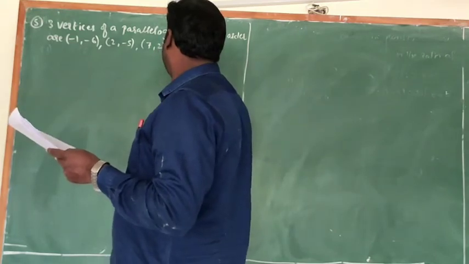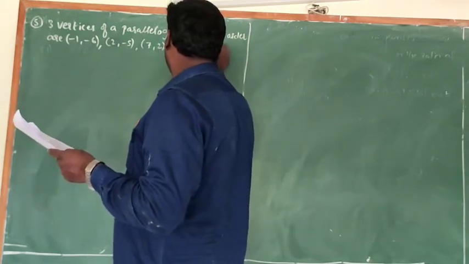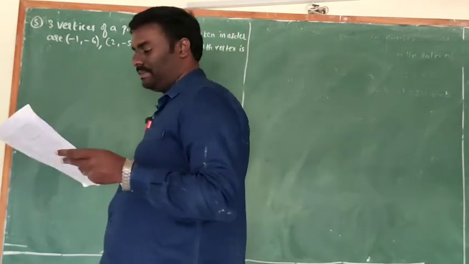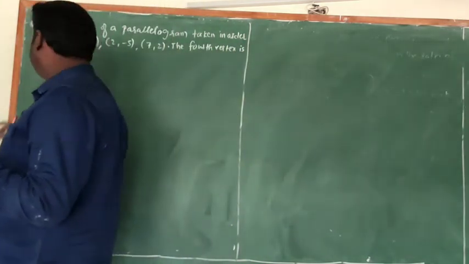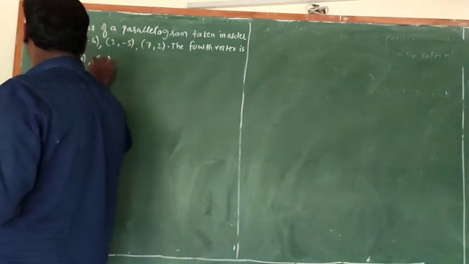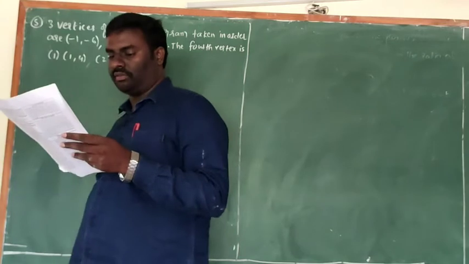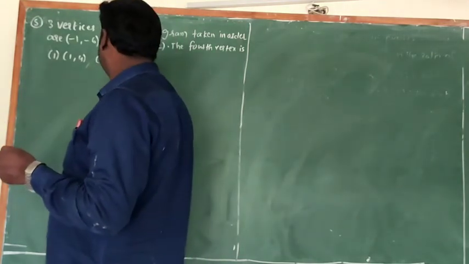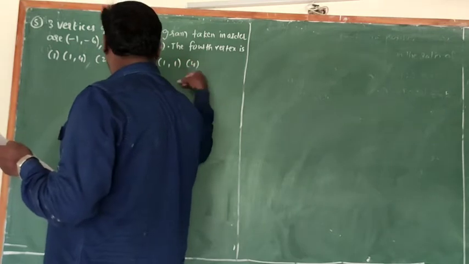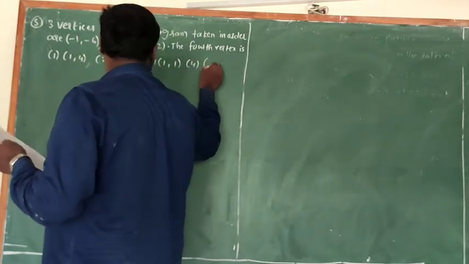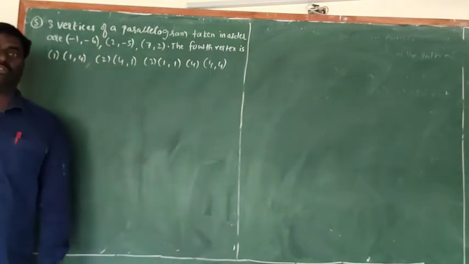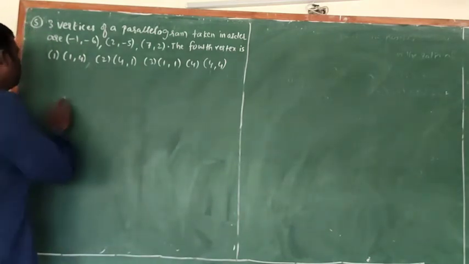The fourth vertex is first option 1 comma 4, second option 4 comma 1, third option 1 comma 1, fourth option 4 comma 4. In parallelogram, 3 vertices are given. We need to find fourth vertex.